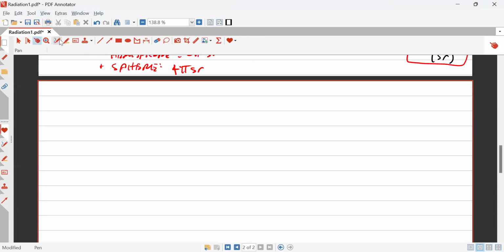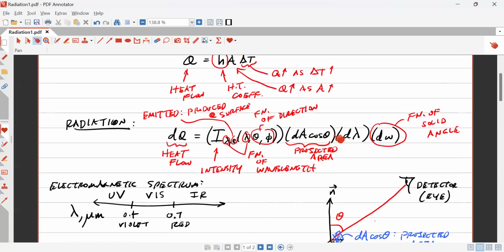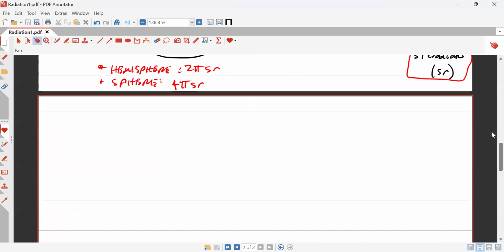Let's go back and talk about intensity a little bit more. Now that we've spent time introducing the various elements of intensity, when you talk about the projected area, we talked about it being part of the electromagnetic spectrum. So you have a d lambda, and then for the solid angle, we have a d omega. We talked about that as well. So let's go back and revisit this using a more formal definition of intensity.